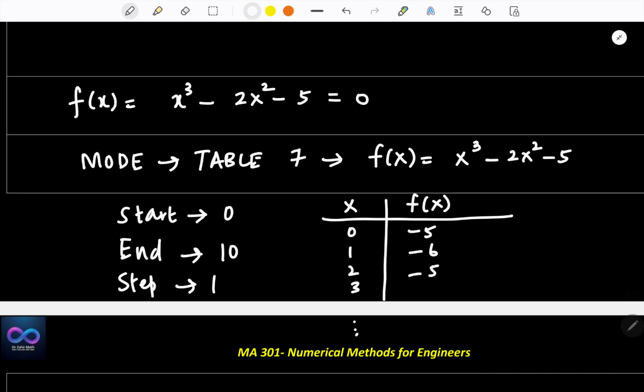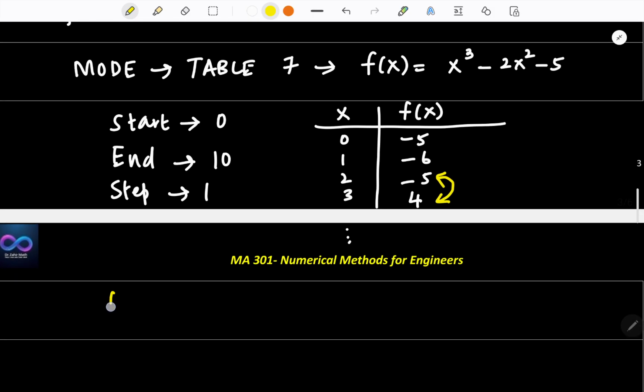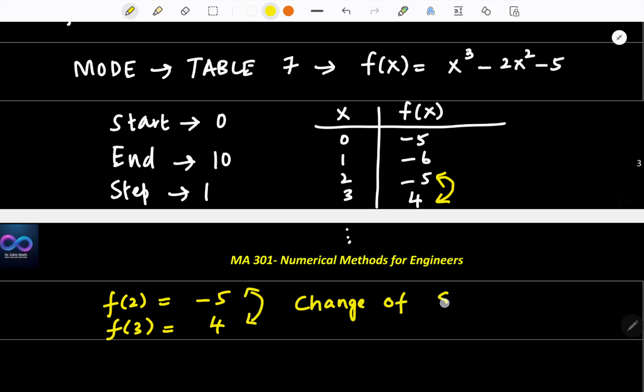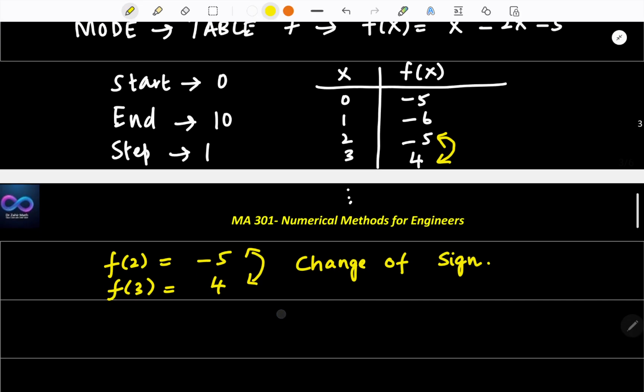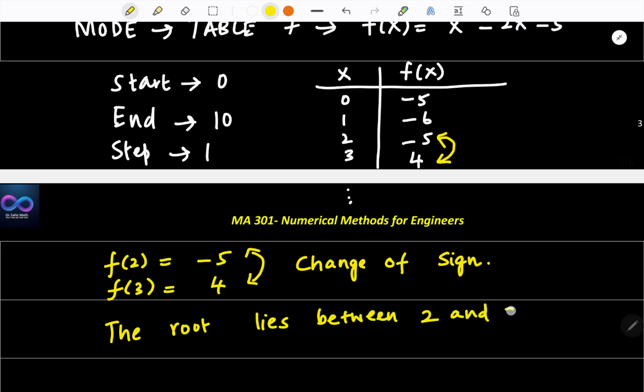Okay. And 3, let me check slowly because the letters are very small. For 3, it is 4. Okay. Right. So look at here, there is a change of sign. So you get f of 2 is equal to minus 5, and f of 3, you get plus 4. So there is a change of sign. If there is a change of sign, then definitely the root lies between 2 and 3.